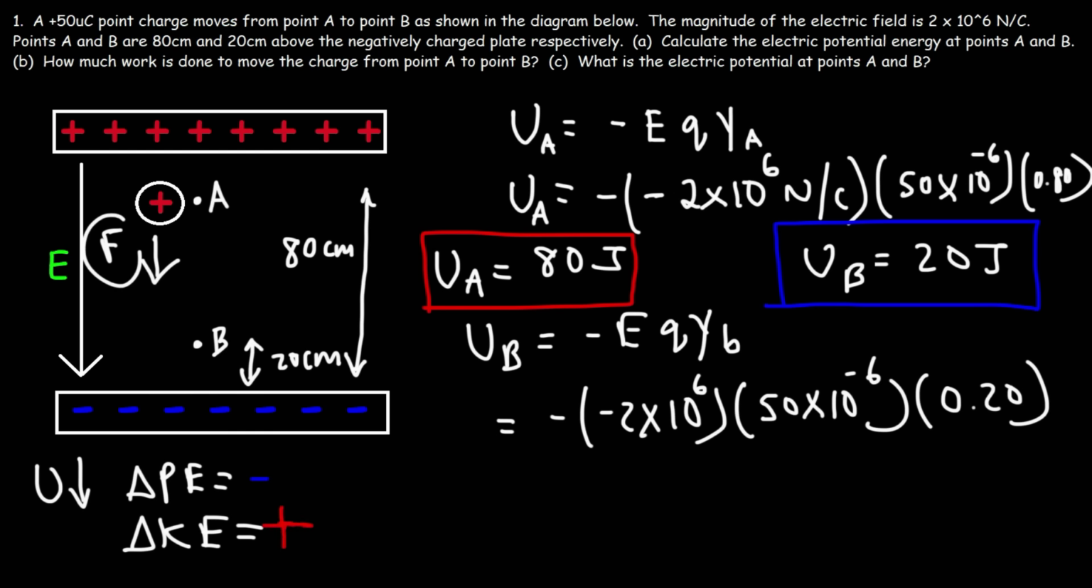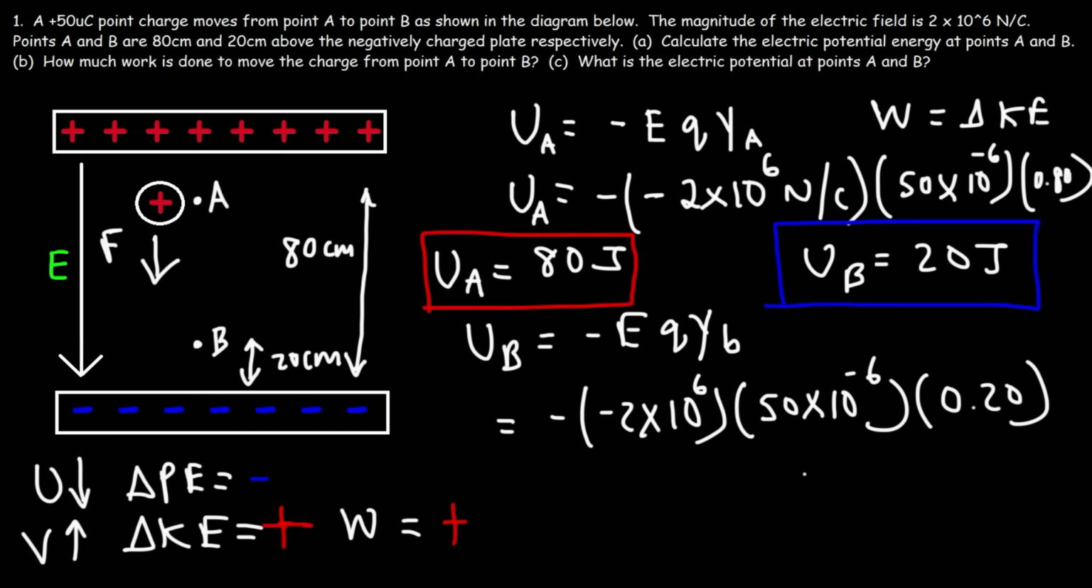As the electric force accelerates the positive charge towards the negatively charged plate, the speed of the charged particle is going to increase, so the kinetic energy is going to increase. And since work is equal to the change in the kinetic energy, if the change in kinetic energy is positive, the work done on the charged particle will be positive.